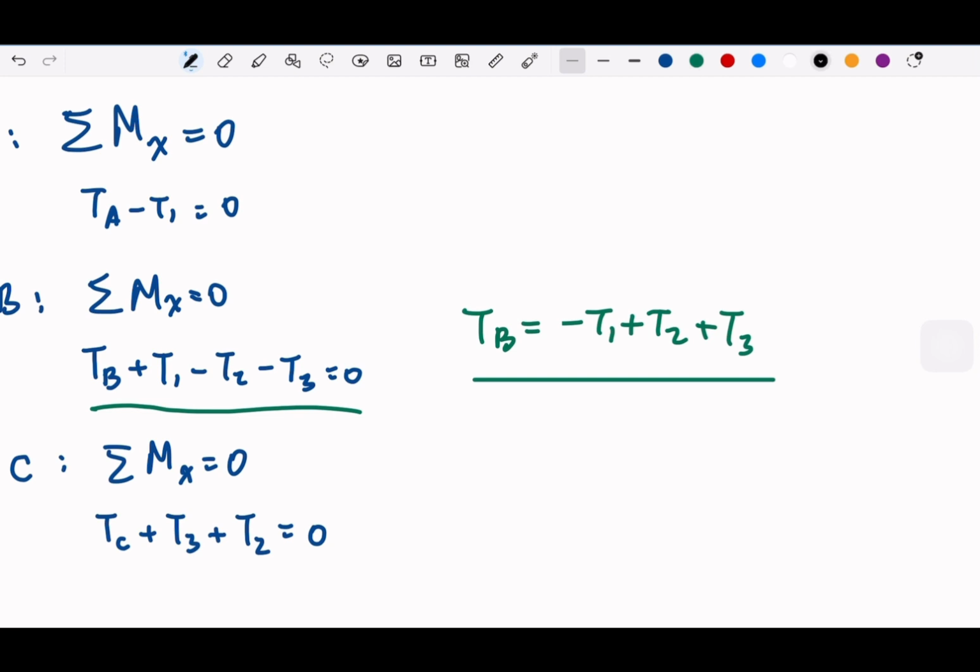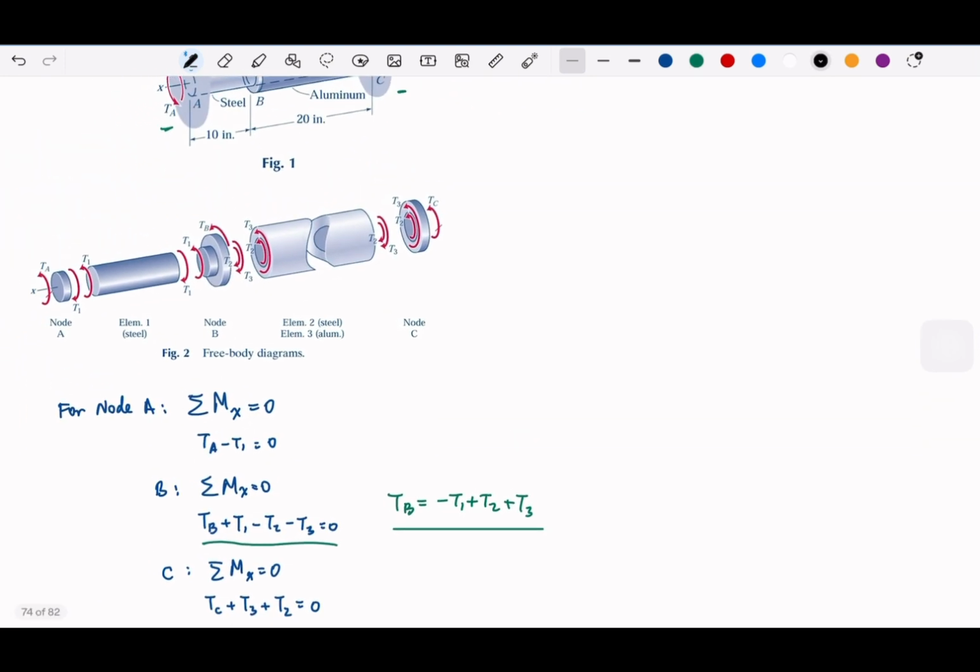And then we can apply the twist angle, which is TL over GI. T is for torque, L is for length, G is for the modulus, and I is for the inertia. Inertia is basically, because it is a tube, it's always pi over 2, and then multiply the radius squared, or using diameter. Also, you can compute.